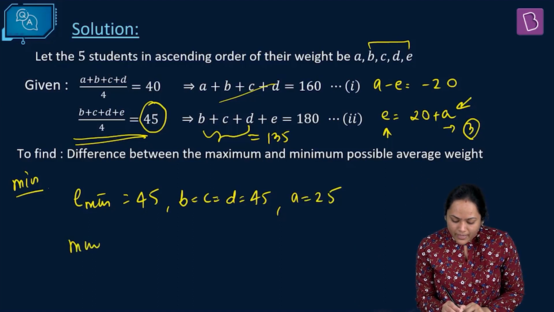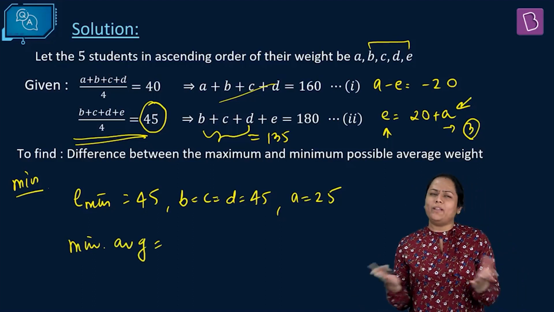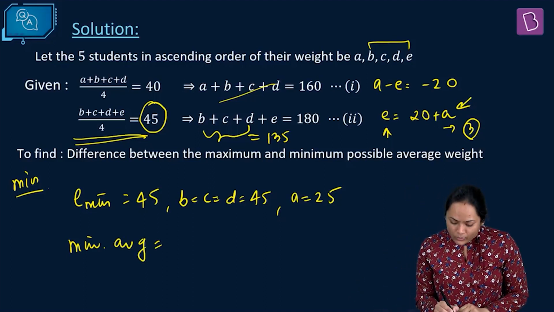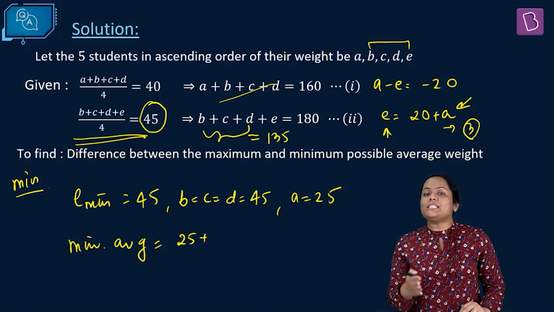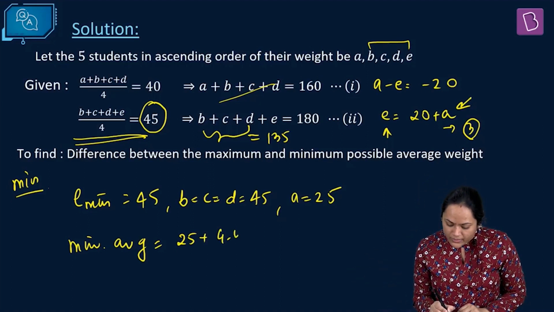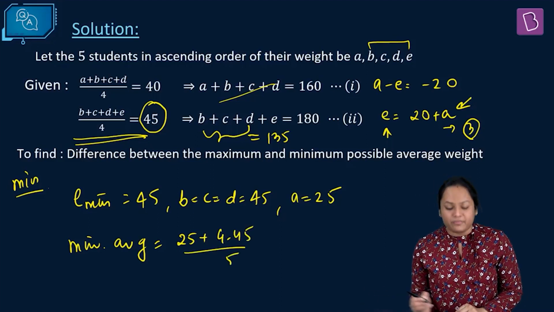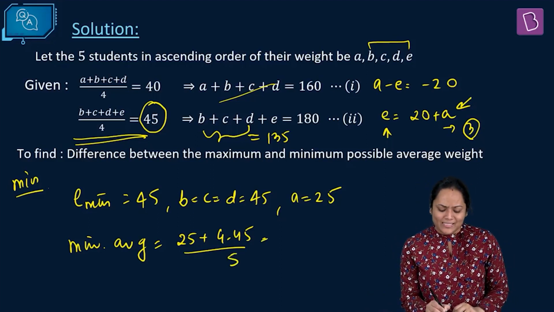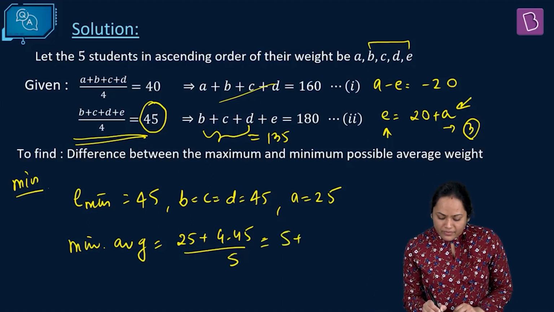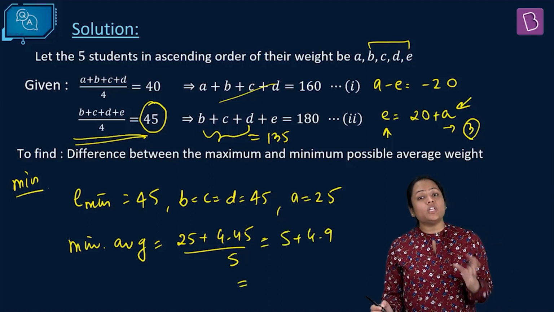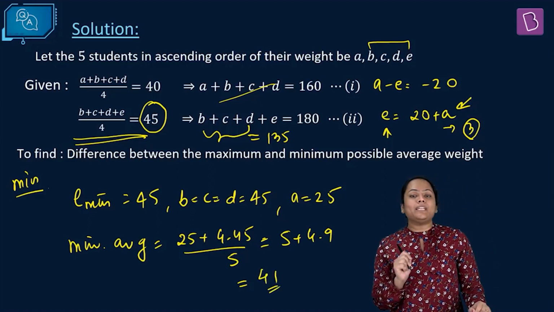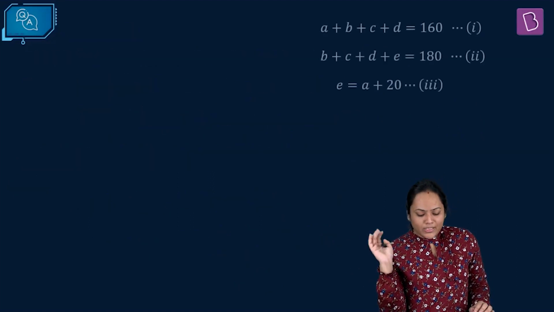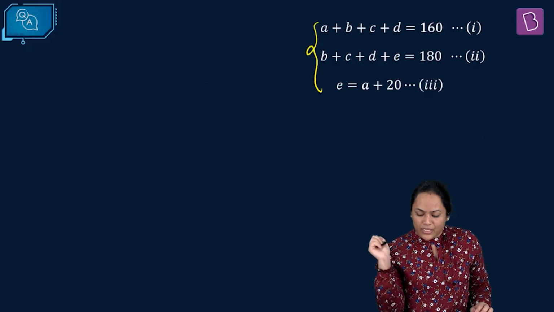So I can say that my minimum average will be equal to, well, we can just add these numbers and divide by 5, right? Okay, so when I add this, it's going to become 25 plus B plus C plus D plus E. Well, that can be written as 25 plus 4 multiplied by 45, whole divided by 5, right? And then we'll just cancel the common factors. So it's going to become 5 plus 4 multiplied by 9, which is coming out as 41. That means my minimum average is 41. Is this much clear? Perfect. So we have got the minimum average value as 41 and these are the three equations with us.